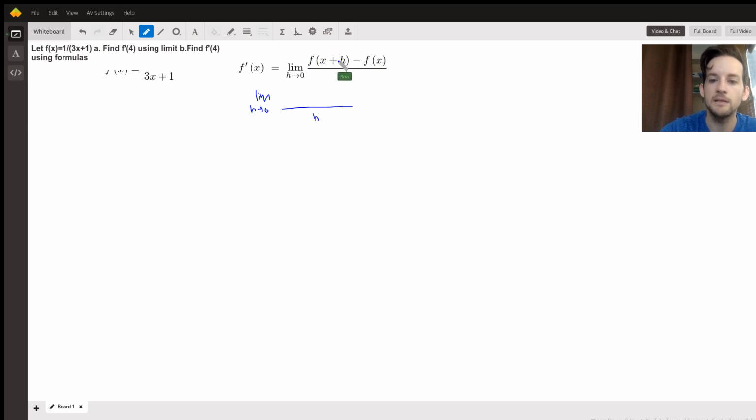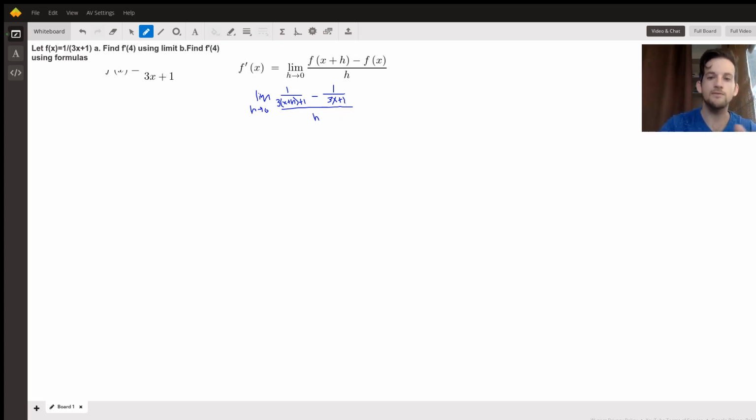So f of x plus h, like I said, we're going to replace our x here with x plus h. And so that'll look like 1 over 3 times, instead of x, it'll be x plus h, and then plus 1. So that is just this first term. And then minus f of x, which is just the same old function we started with, nothing different about it. Okay, that's the very first most important step.